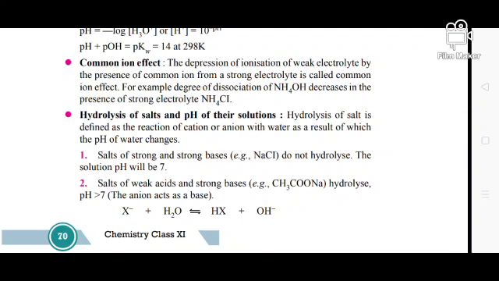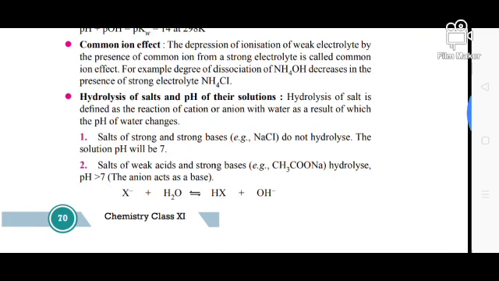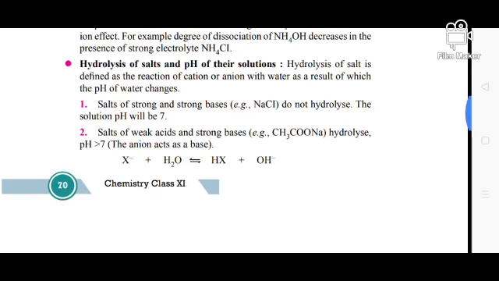This is the depression, or retardation, of the ionization of the weak electrolyte by the presence of a common ion from the strong electrolyte. When a strong electrolyte with a common ion is present with the weak electrolyte, the ionization of the weak electrolyte is reduced. This is known as the common ion effect.